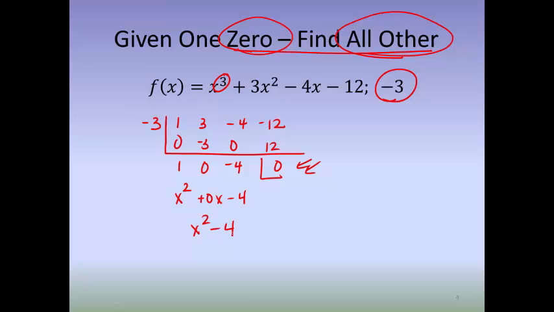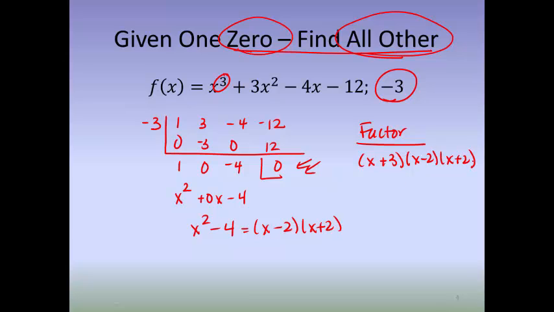But it asked me to find the other zeros, not just factor it. If I was asked to factor, the answers would be x plus 3, that one came from here, and maybe if you did this in factored form, x minus 2 and x plus 2. But the question asks for the zeros. So my zeros are x equals -3, x equals 2, and x equals -2. This is the answer to the question that was asked.